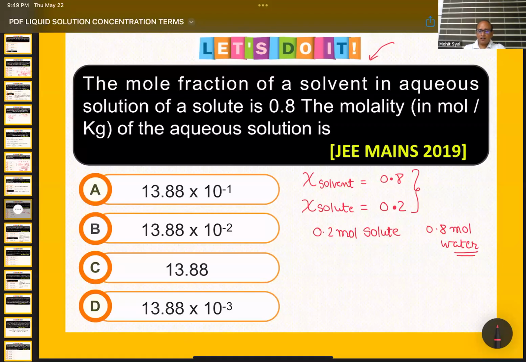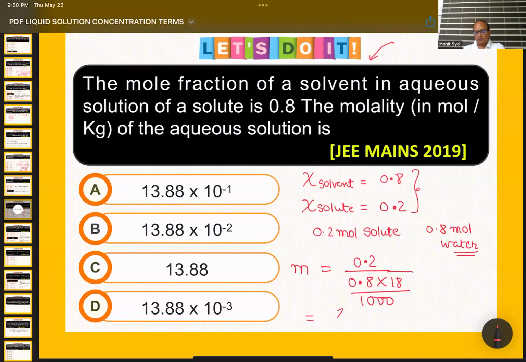And we need to get molality. In the numerator, you want moles of solute, 0.2. In the denominator, you need to get the mass of solvent in kilogram. So you have 0.8 moles of water. Its molar mass is 18 gram per mole. This is the total mass of the water, divided by 1000 to get it converted into kilogram.